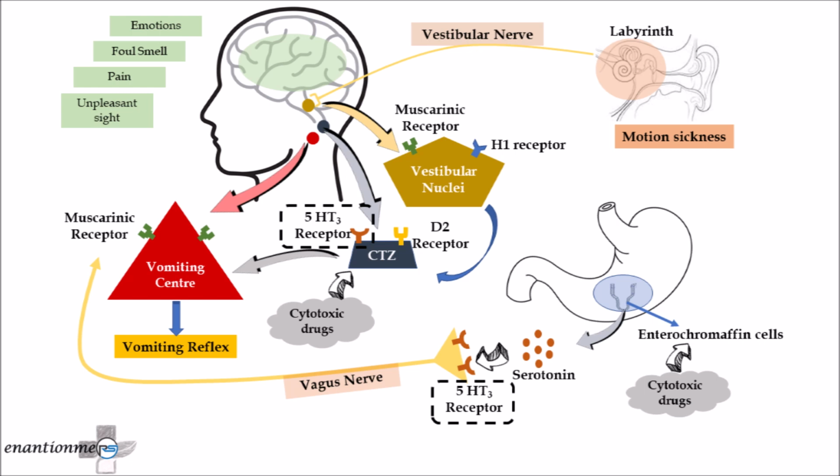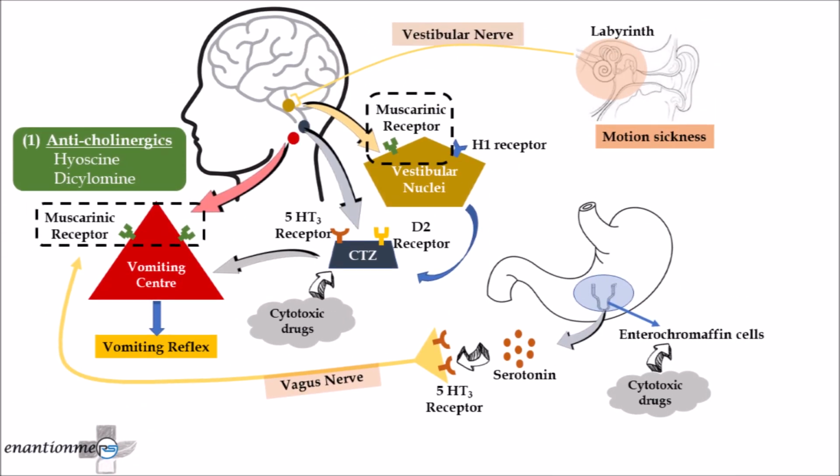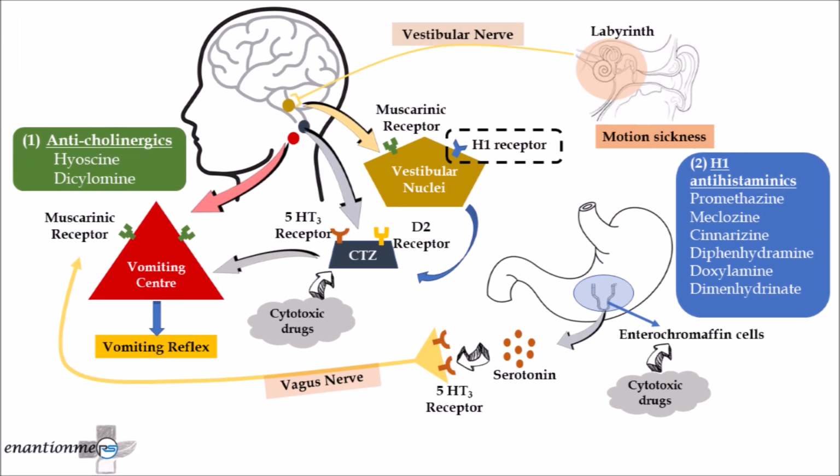Now, let us see the drugs which prevent activation of these receptors. First class of the drugs that we are taking up are anticholinergic drugs. This class of drugs prevent activation of muscarinic receptors. Hyoscine and dicyclomine are the drugs that come under this category.